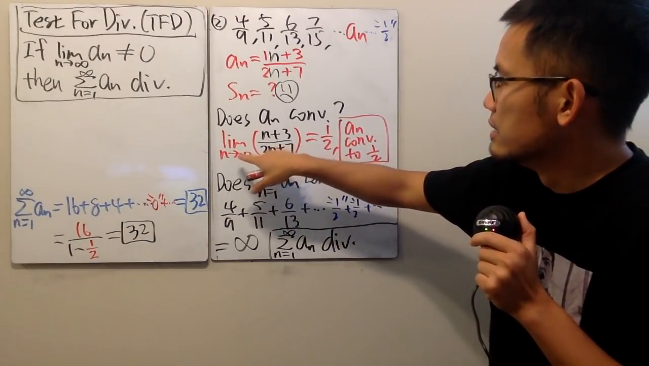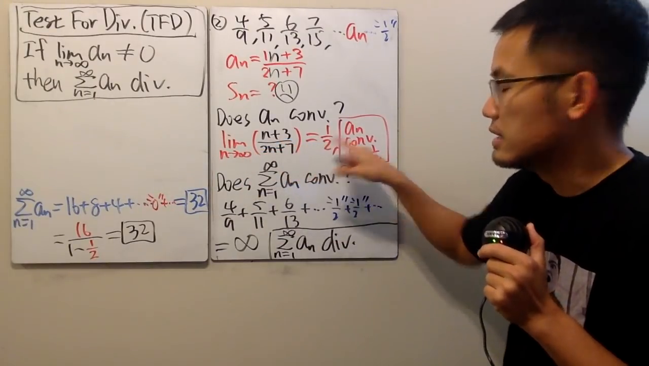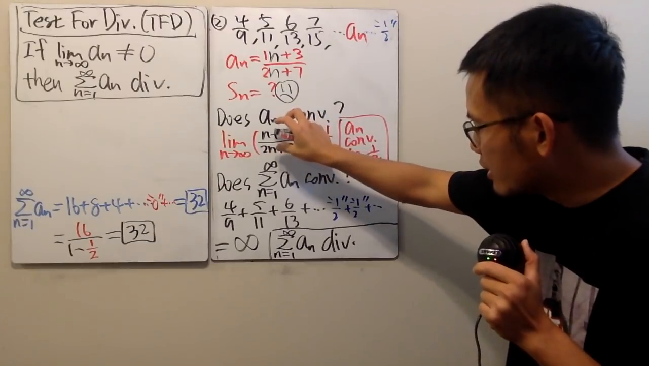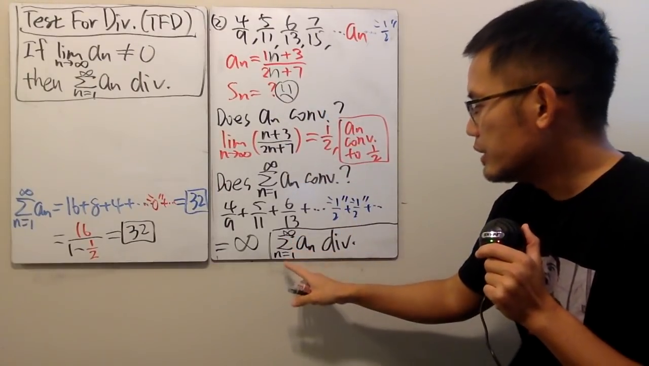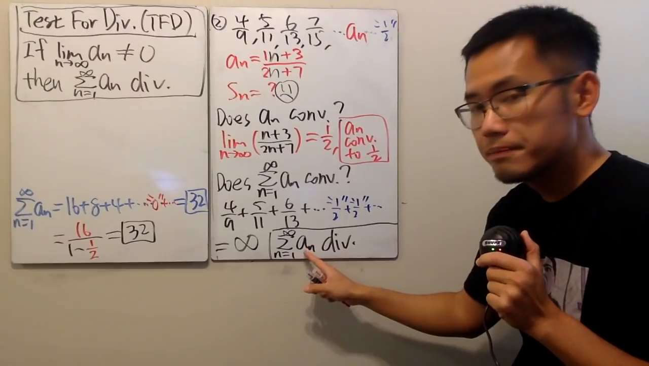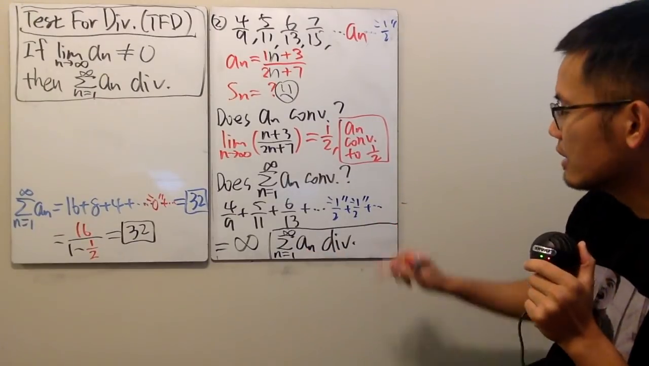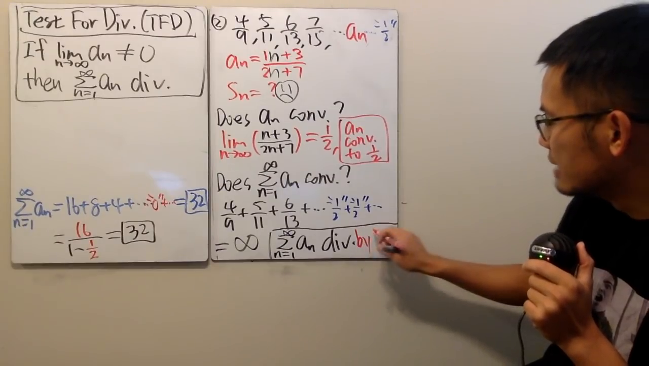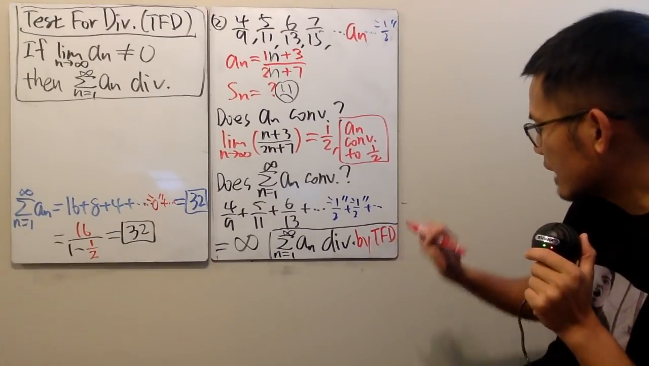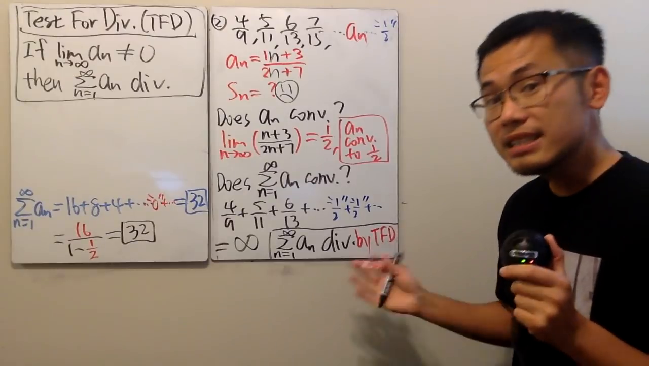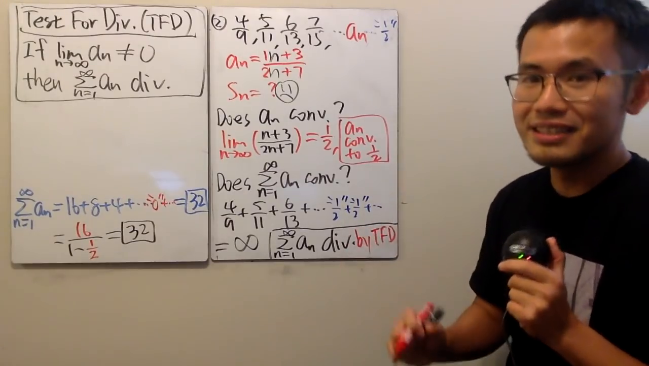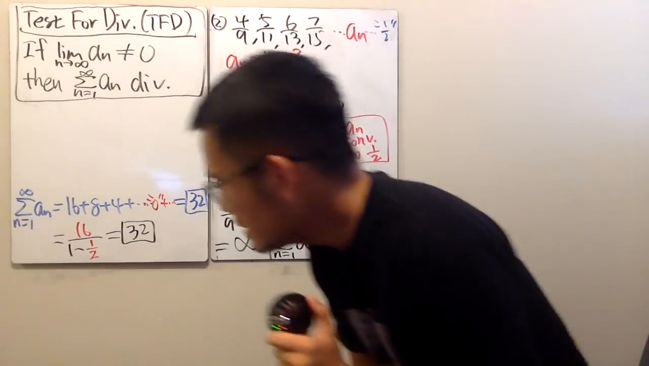Once you see that the limit as n goes to infinity of an is 1/2, you can just go right here and say the series as n goes from 1 to infinity of an diverges, and please be sure to give a reason. You have to say by test for divergence, right? And that's it.